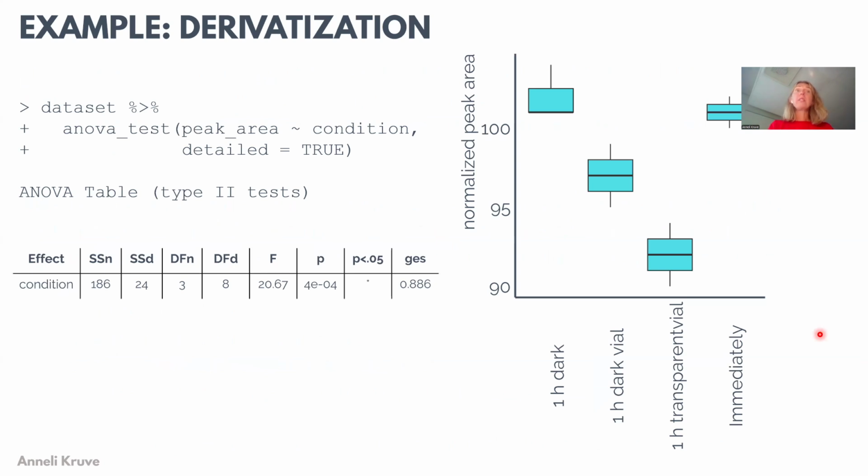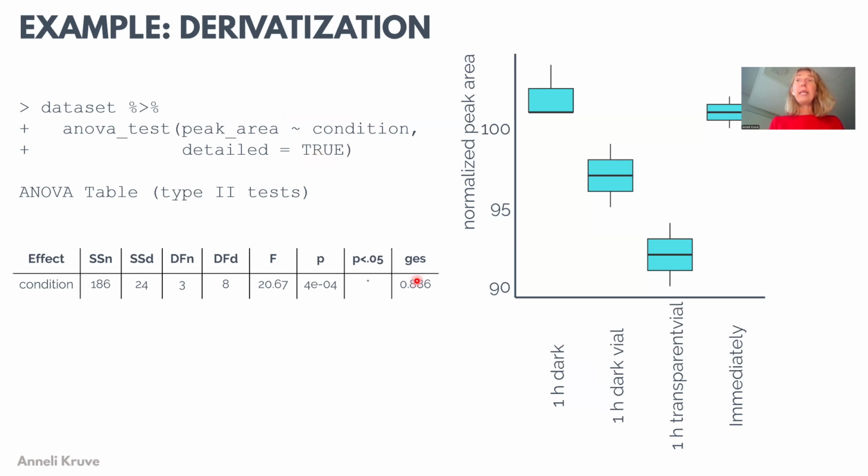And if I have this, I can do the analysis of variance test here, where I'm saying that the peak area is my investigated property, and I'm investigating in the context of the storage condition. So here, just the condition is my column heading. And I'm also asking for a detailed output, which gives us a little bit more information.